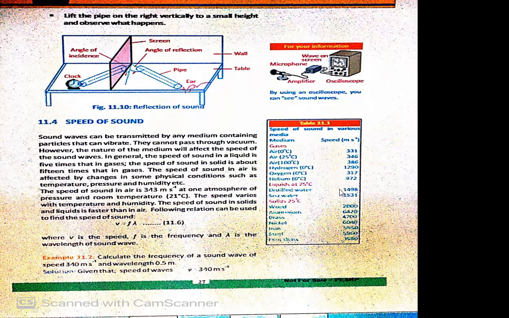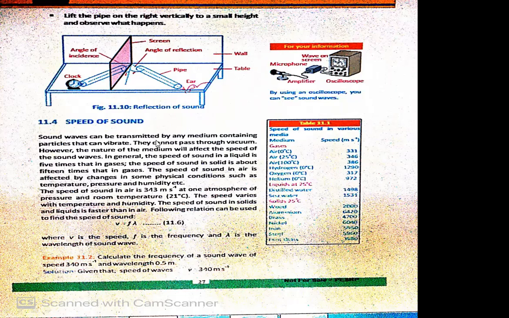Speed of sound in solids is more as compared to liquids and gases. For a solid at 25 degrees, if it is wood, then the speed of sound is 2000 meters per second. Similarly, the speed of sound is greater in solids as compared to liquids and gases. Now we read our topic 11.4. This table 11.1 is very important because they can ask you MCQs from table 11.1 in the board examination.